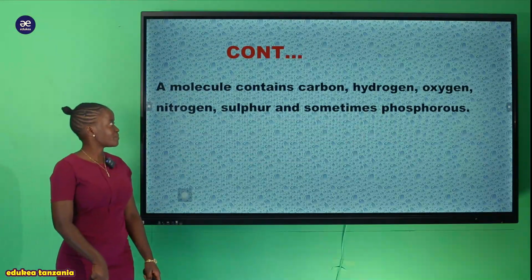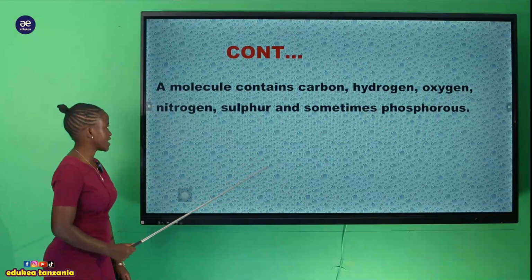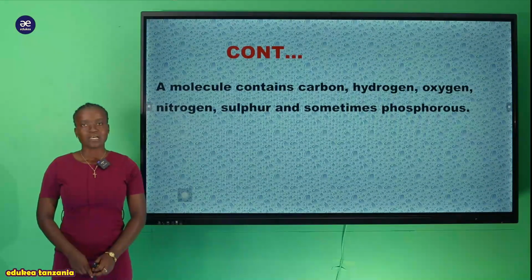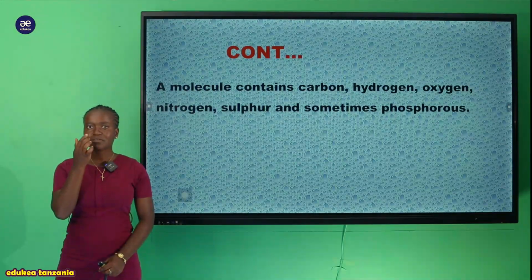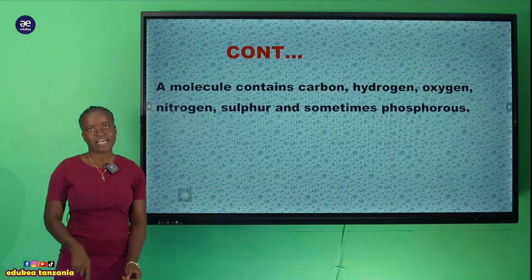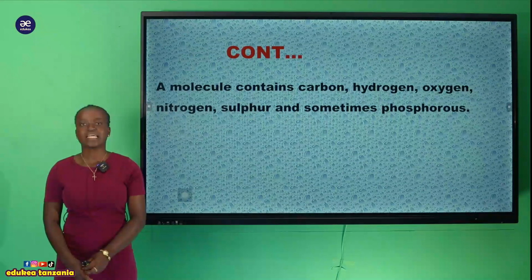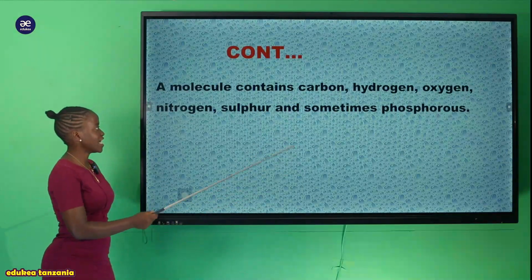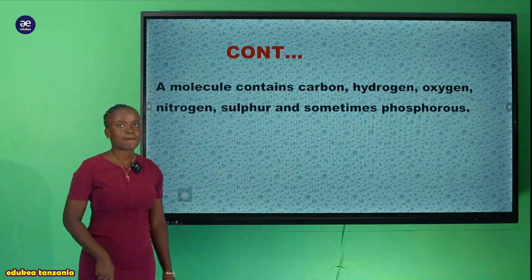And now we can also simply say that a protein molecule contains carbon, hydrogen, oxygen, nitrogen, sulfur and some phosphorus. So ile molecule ya protein mpaka inaenda kutengeneza chain, tunasema kwamba imetengenezwa na about 6 elements. And the elements here are carbon, hydrogen, oxygen, nitrogen, sulfur and some phosphorus.